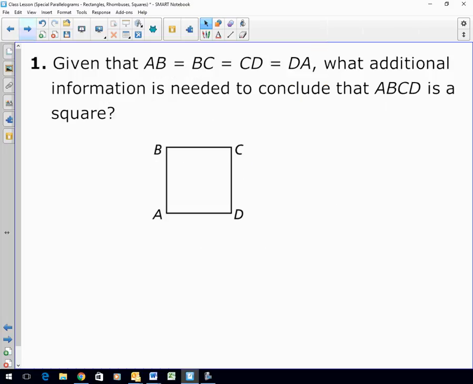Here's what I know. I know that AB is congruent to BC, is congruent to CD, is congruent to DA. What does this look like it's going to be? A square. What is it right now? Rhombus. 4 congruent sides means it's a rhombus. What information is needed to conclude that ABCD is a square? What is a square? 4 congruent sides, 4 right angles.